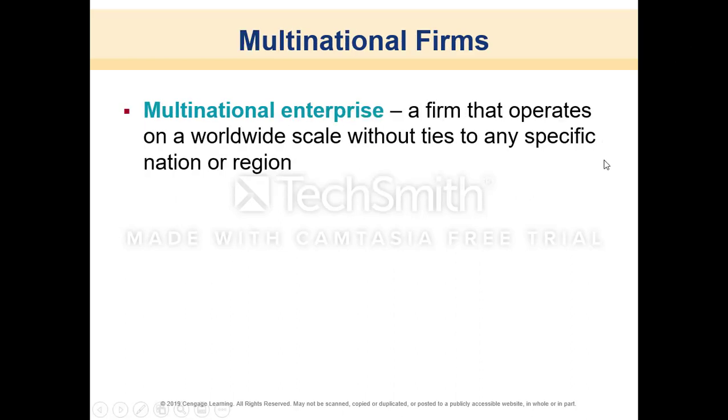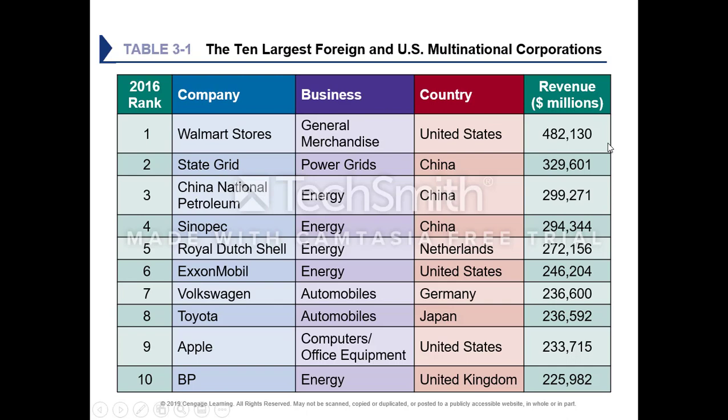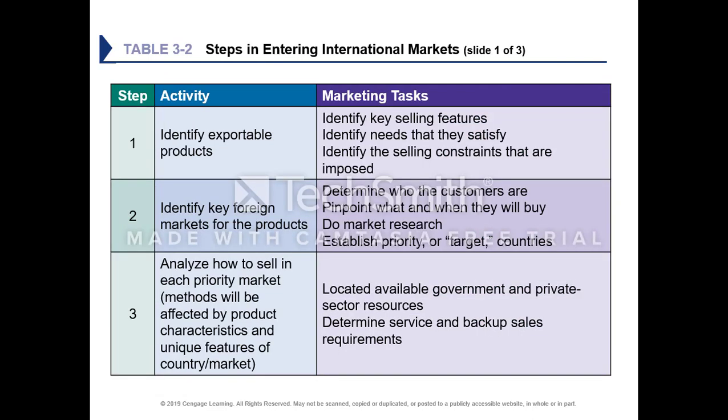And then you could also enter the foreign market by multinational firms. And that's a firm that operates on a worldwide scale without ties to any specific nation or region. A couple companies that operate this way are Dow Chemical, Walmart, and Apple. And here's a table showing 10 of the largest foreign and U.S. multinational corporations. And here are the 9 steps in entering international markets.